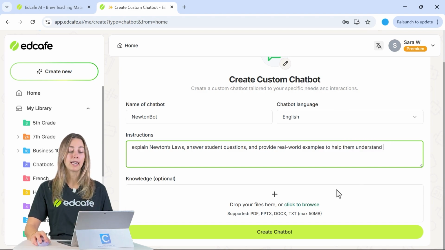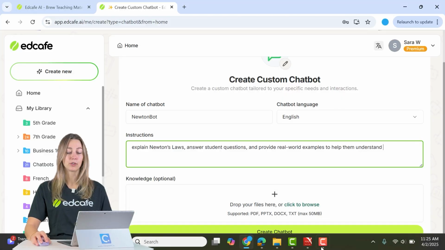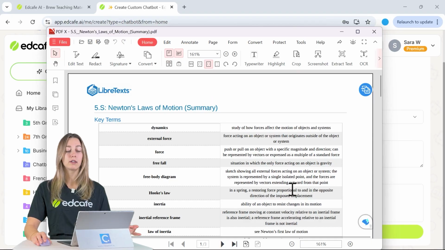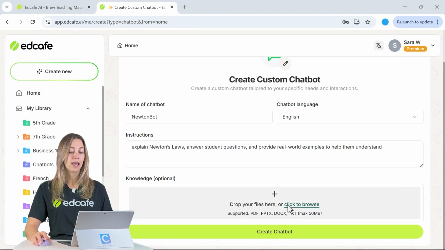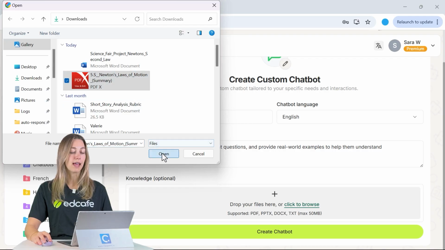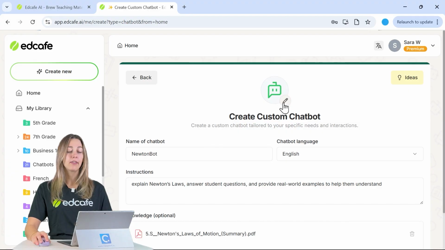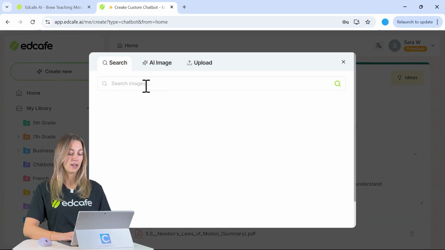Now we can upload any knowledge that we want the chatbot to refer to. Here I have a PDF that is just a summary of Newton's laws of motion with some different key terms and definitions. So I can browse here to add that. And then you can always add more files if needed. And let's go ahead and add in an image here for our chatbot.